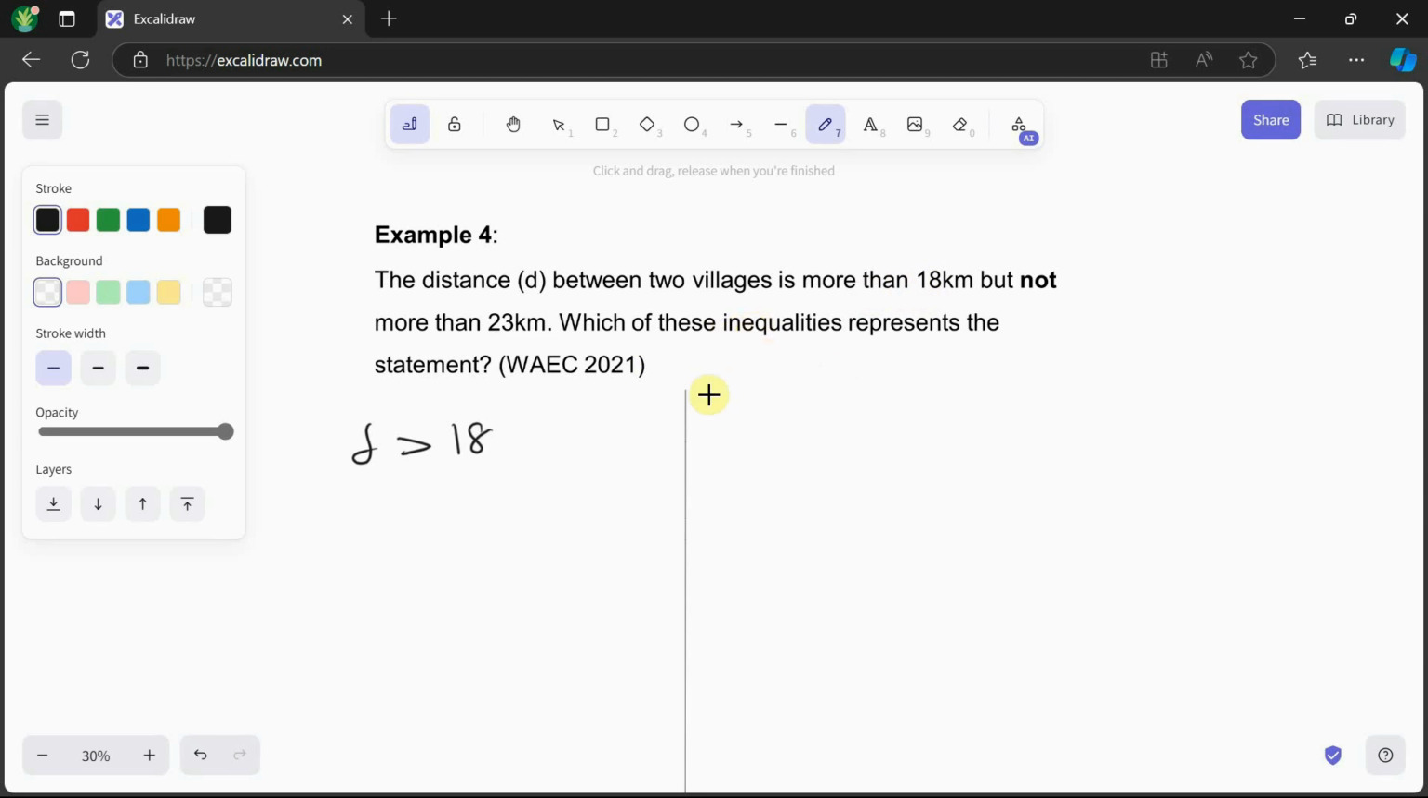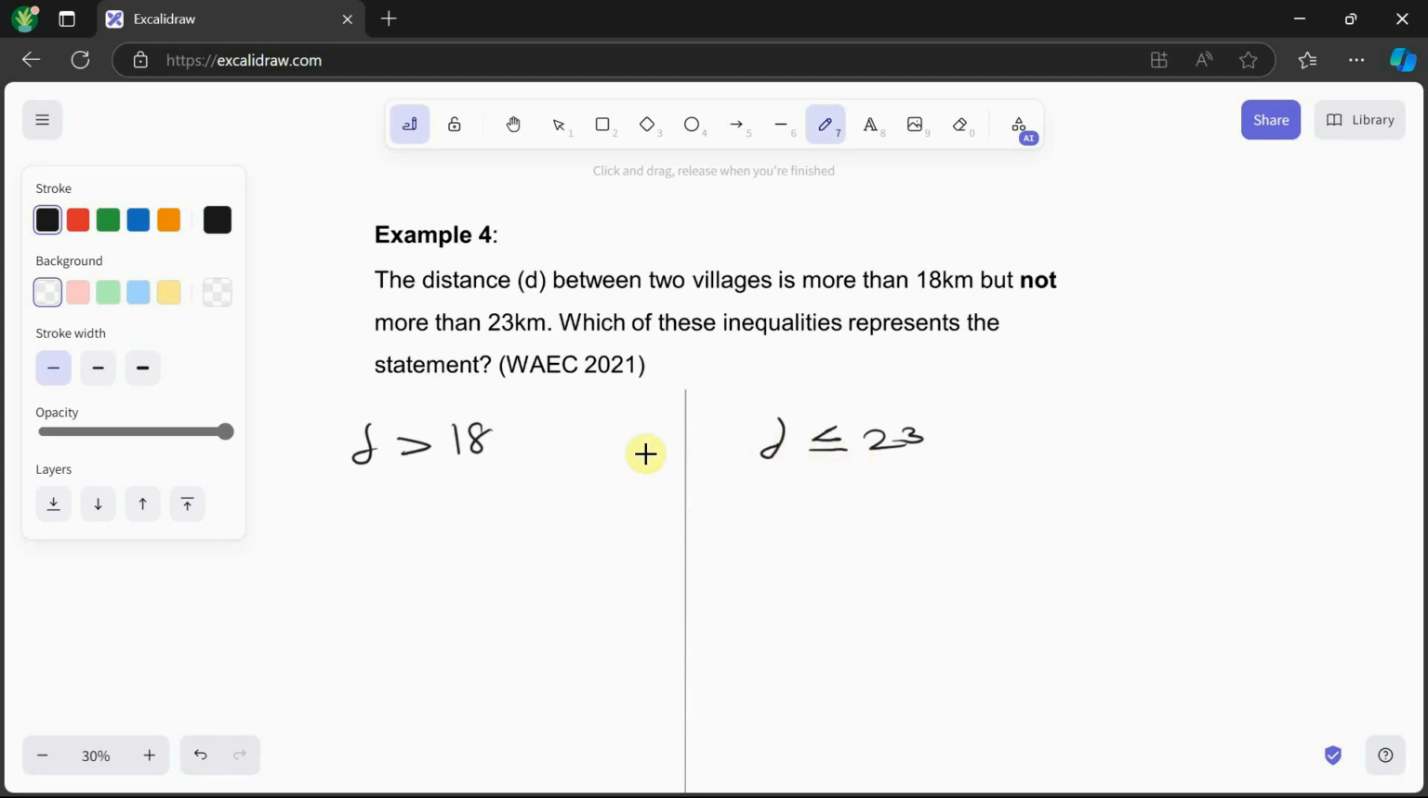But it also now says that D is also not more than 23 kilometers. So of course, D could be 19, it could be 23, but it cannot be more than 23. So this is where you have to be very careful, because it's not more than 23, meaning that 23 is also included. So D is not more, so that is less than or equal to 23. D is not more than 23, so it could be 23 or less.